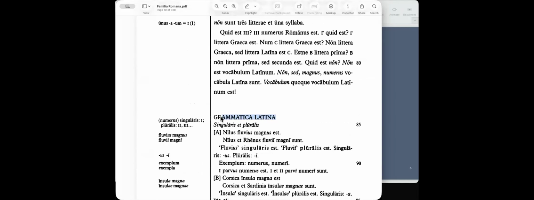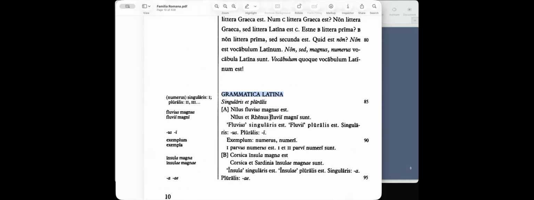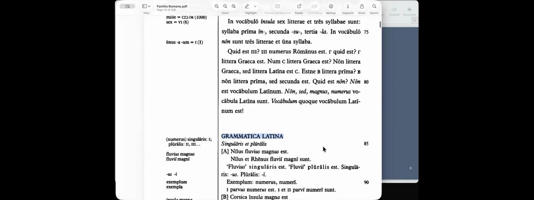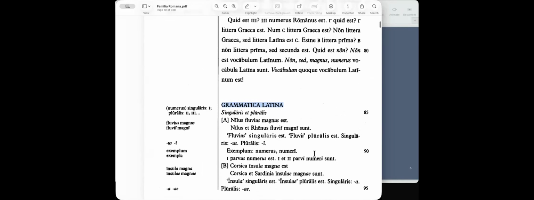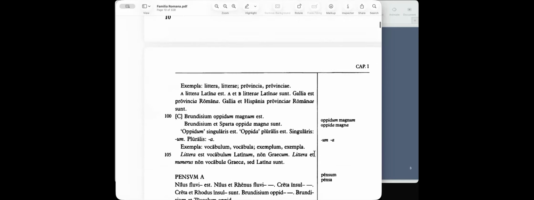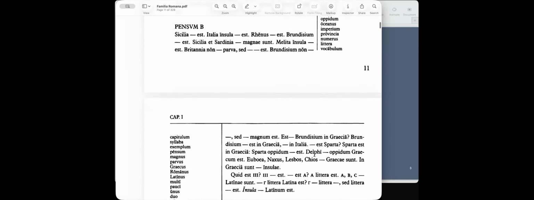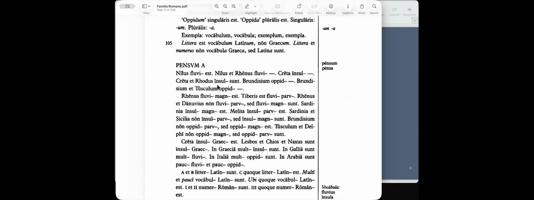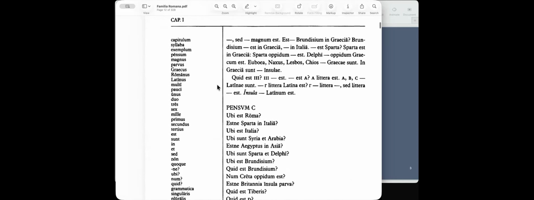And then at the end, you have the Grammatica Latina. That's where, after reading this part and seeing how sentences are structured and what the vocabulary is, we will devote some time to actually discussing the grammar. And then lastly, there are a series of exercises. In Latin, one exercise is a pensum. 2 exercises are pensa.